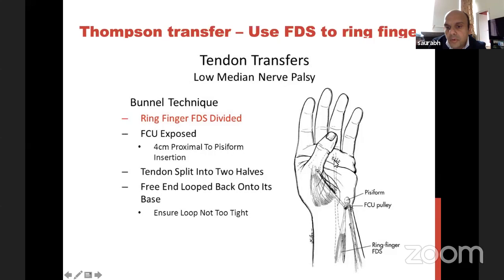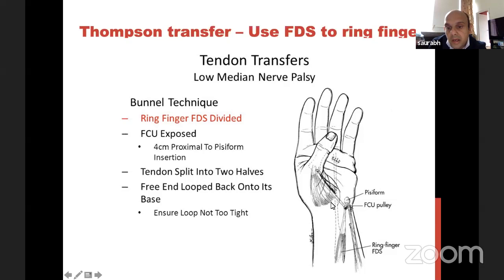So that's where the A1 pulley is. That's where the chiasma is, just 2 millimeters before, to get the maximum possible length. Then what they've done is, FCU, you take half of it, loop it back, make it into a small pulley like they've shown there. FDS goes through the pulley and then attaches again to abductor pollicis brevis.